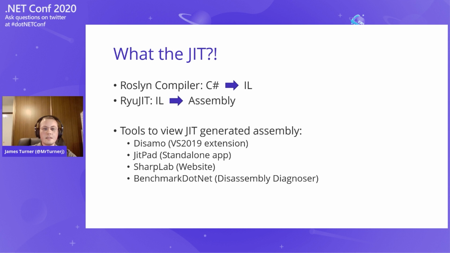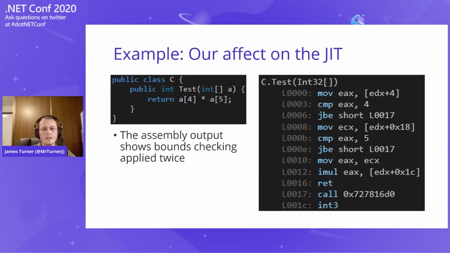To understand the impact of the JIT optimizations, we need to see what the JIT is generating. There are a few ways we can view the JIT's generated assembly, like SharpLab or BenchmarkDotNet's disassembly diagnoser. With access to the assembly code, we can start to see how small impacts to our C# code affect the JIT. Here is a short example, unrelated to Levenshtein distance, to show you how small changes can affect our generated assembly.